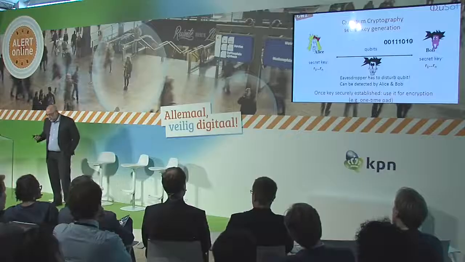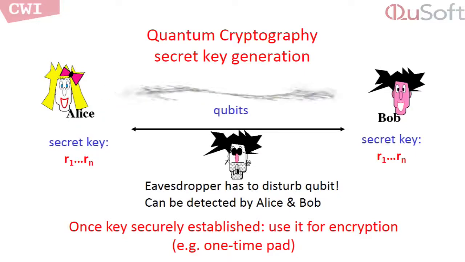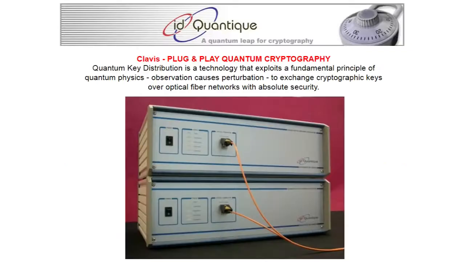Like I told you before, if you look at the qubit, you disturb it. Well, an eavesdropper has to disturb these qubits, and the protocol is so nifty that Alice and Bob can figure out that actually something has been disturbed and can retry until they have a key for which they are sure that nobody listened in. And so once you have that key, you can do any secure communication that you like.